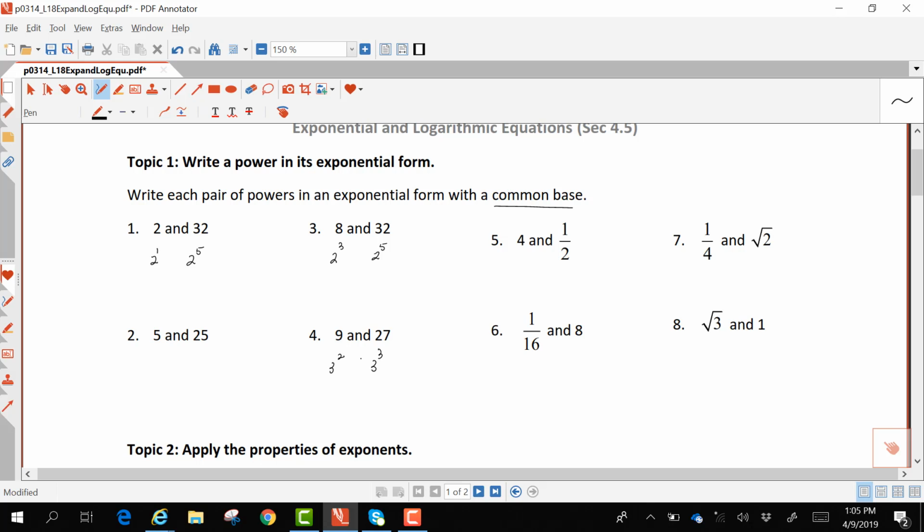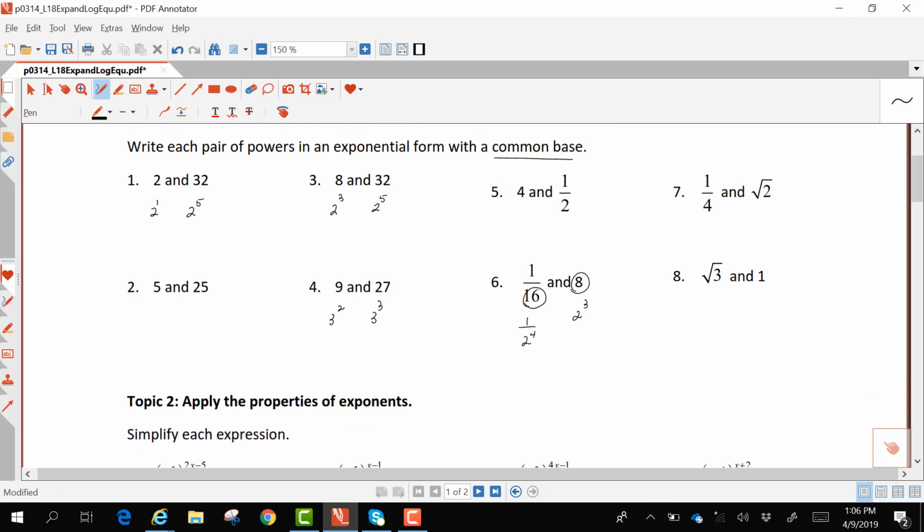Moving over to number 6, we see the number 16 and the number 8. We want to go down to the base of 2 again, so this would be 1 over 2 to the power of 4, whereas 8 is 2 cubed. Well, we don't want to have a fraction here, so we're going to write this as 2 to the power of negative 4 and 2 cubed, getting a common base for both of those numbers.